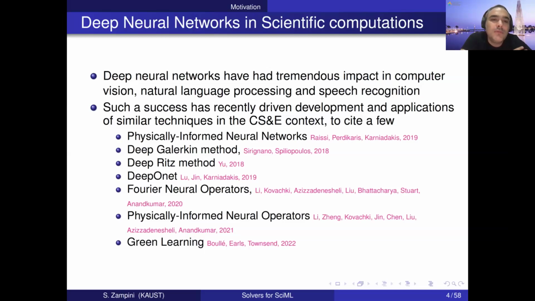Blends of more conventional methods and data-driven methods like the deep Galerkin or the Ritz methods, but there are also methods that, instead of solving the PDE, solve the operator that maps one Banach space to the other. So they try to learn the map between, for example, parameter to observables. Some of the successful techniques presented in the last few years are DeepONet, FNO, physics-informed neural operators, Green learning, but there are many others.